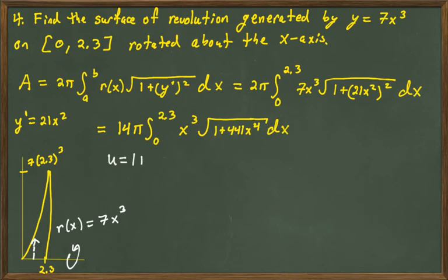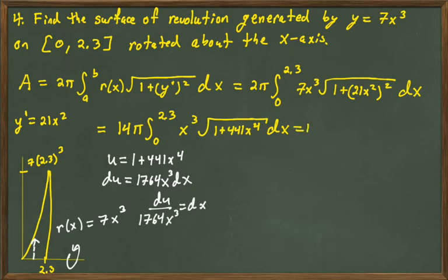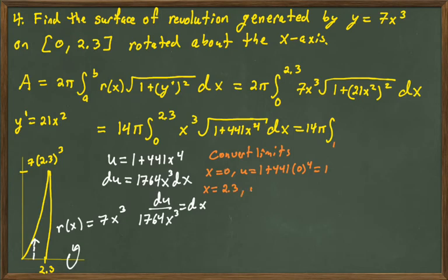This is perfect for u substitution. U equals 1 plus 441x to the fourth. So du is equal to 1764x cubed dx. Solving for dx, you have du divided by 1764x cubed is equal to dx. So we have 14 pi. Let's go ahead and convert our limits. Lower limit is x equals 0, so the new lower limit is going to be 1. Old upper limit was 2.3.